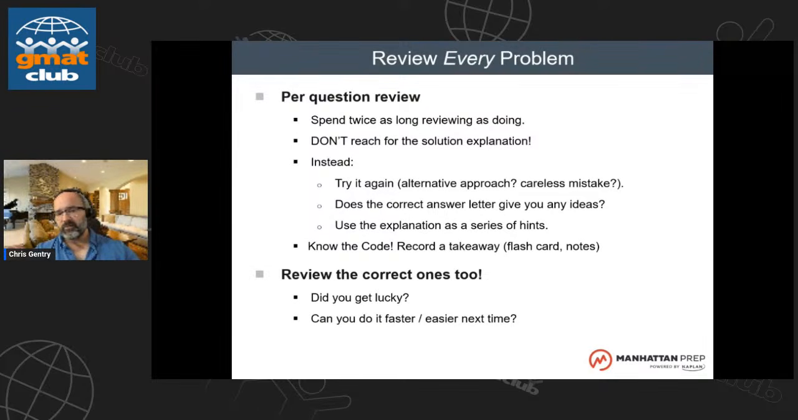Be honest with yourself about whether you maybe got a little bit lucky, in which case you need to be more firm with how you get to the solution and more careful with that one. And then always ask, even if I got it right, could I get it right faster?